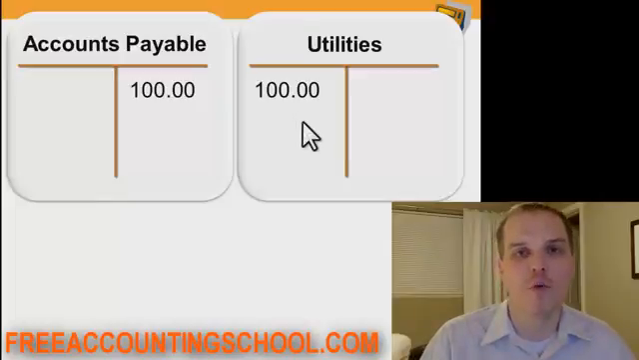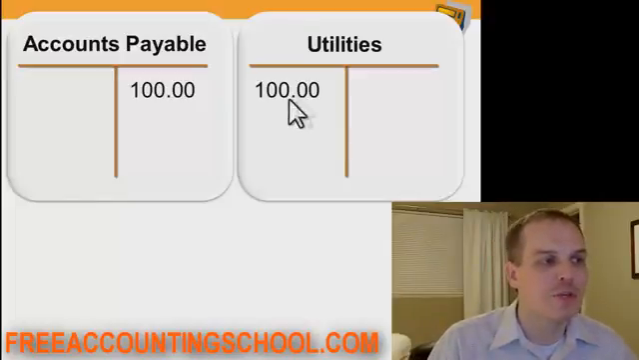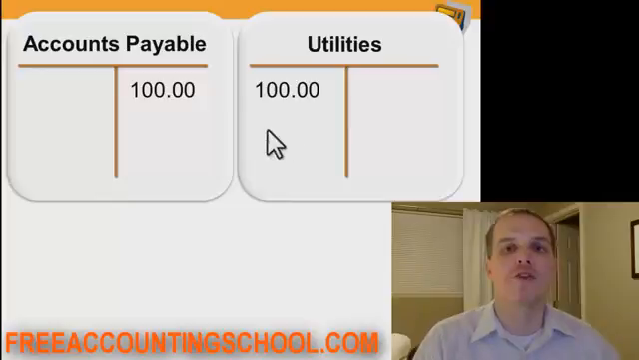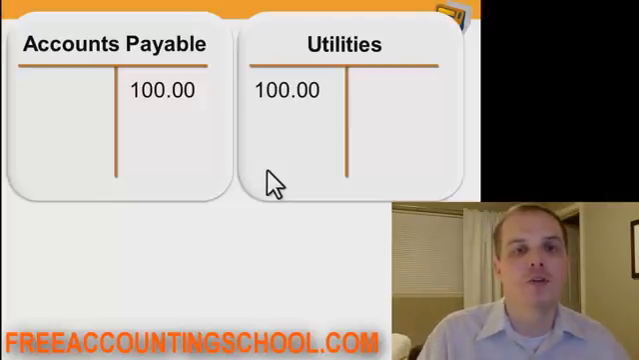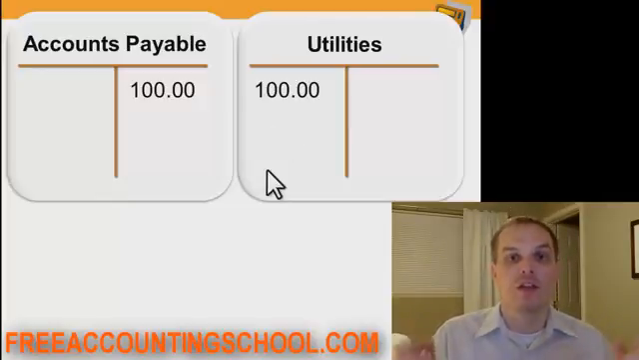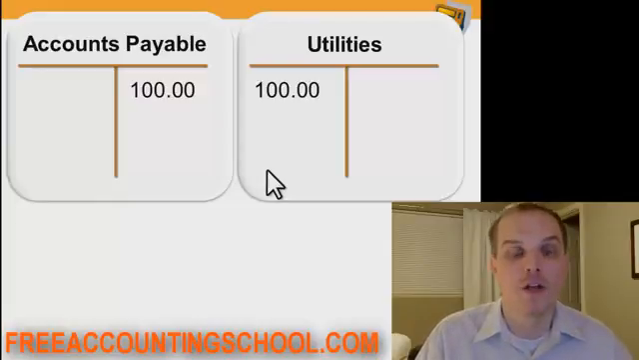This is also showing that because you put a debit over here, your owner's equity is decreasing. So essentially, the firm is now worth $100 less than it was before. Okay.